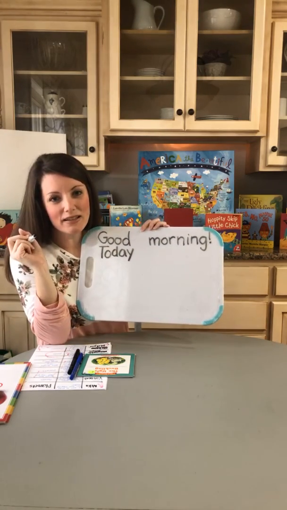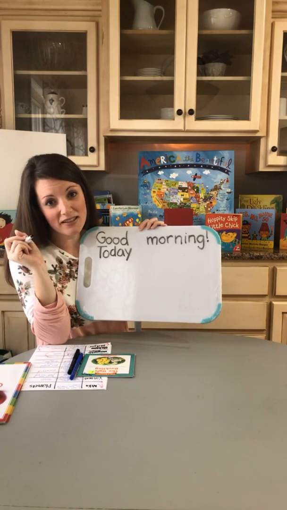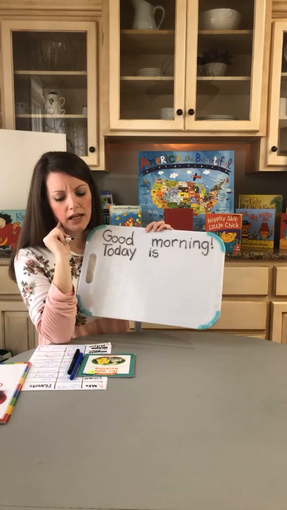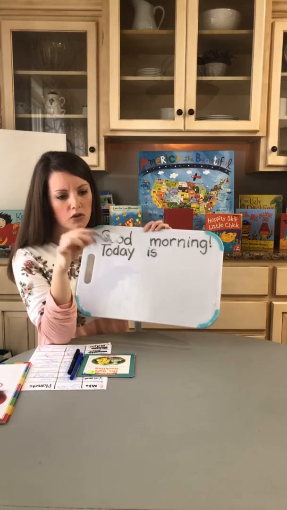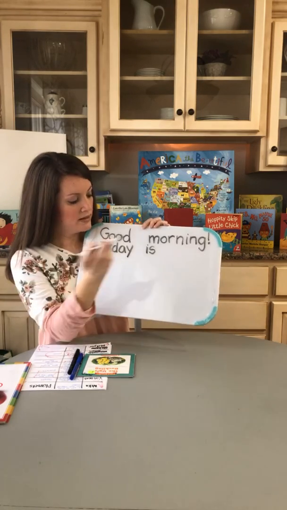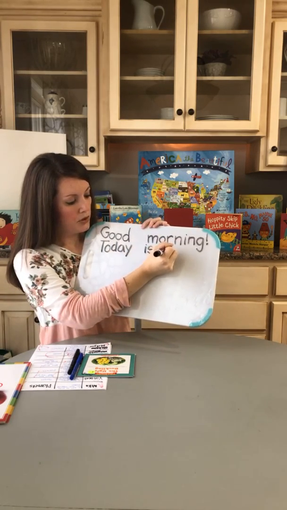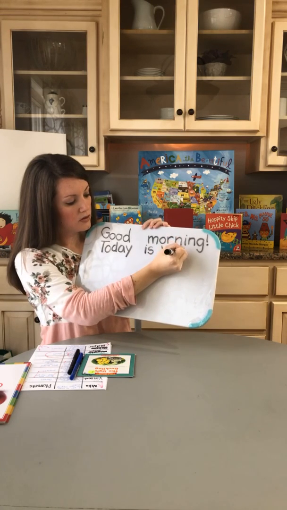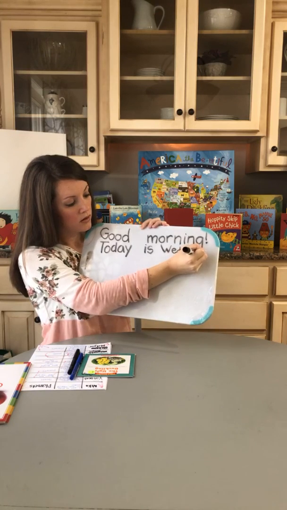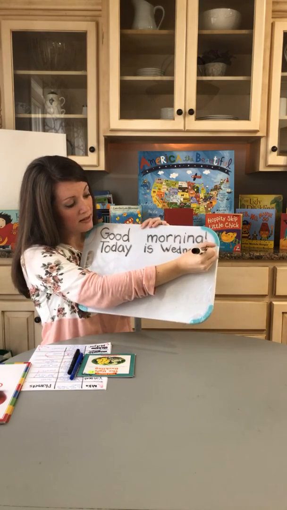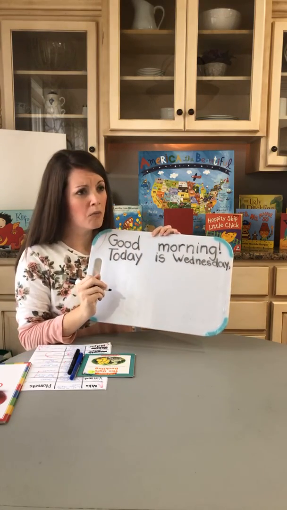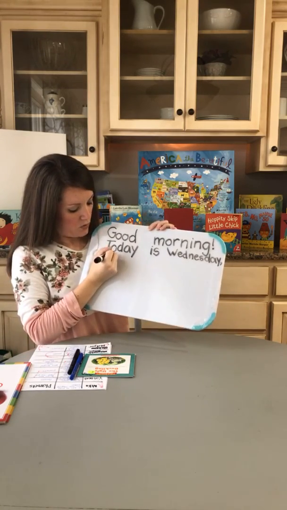Today is. What two letters go together to spell is? I-S. Okay, what is today? Yesterday was Tuesday, so today is Wednesday. Uppercase W, because that is the name of a day of the week. It is Wednesday. And what month is it? It's not March, it's April.